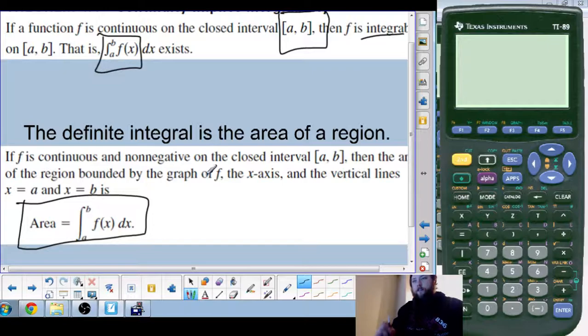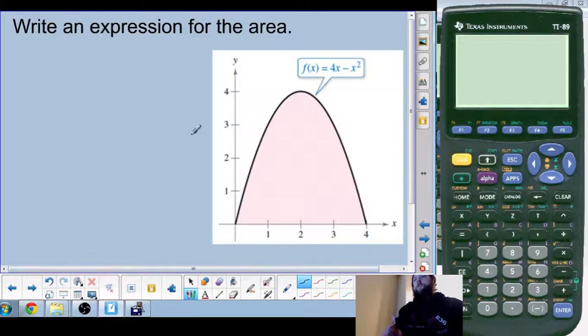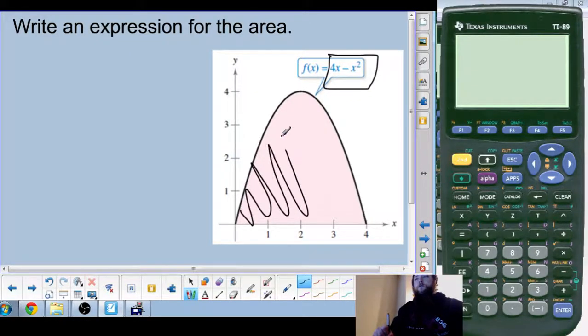The area of some region is the integral of f of x from a to b if f of x is what bounds it on the top. So let's show some pictures of this. I want to write an expression for this area. So I have this function f of x right here, which is 4x minus x squared. And I want to write an expression for all this pink area that I'm also coloring in right here.